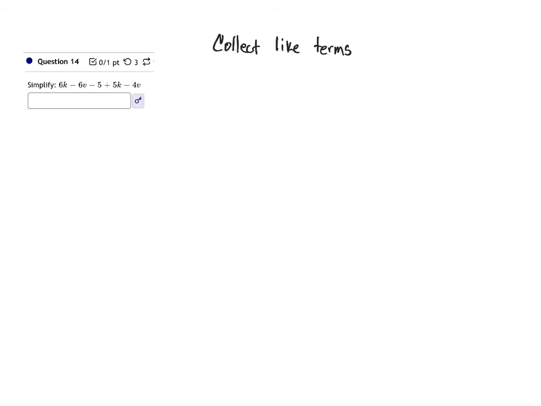Next problem. This is simplify, so we're collecting like terms. So I'm going to look at all the k terms. So 6k goes with 5k, and notice it's the sign in front of it that we're looking at. So a positive 6k and a plus 5k, that will give us 11k.